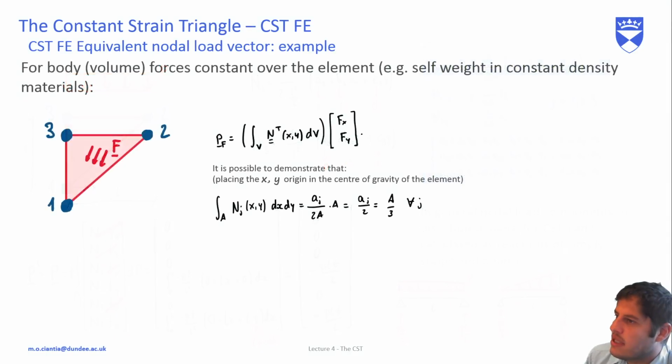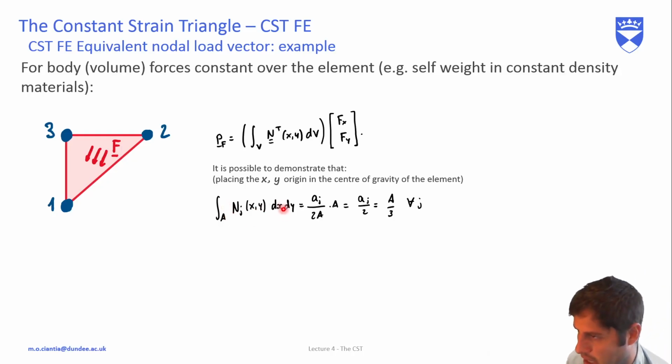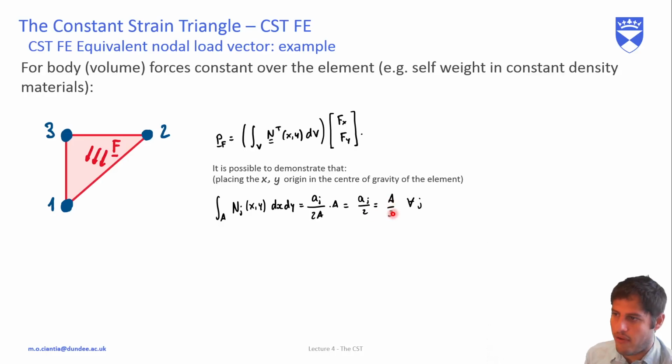What about body forces? Again, consider body force F. So P_F is the integral over the volume of N transpose dV times the vector fx and fy. It is possible to demonstrate that if you put the origin of our local reference axis in the center of gravity of the element, there is this property here: the integral over the area of Nj dx dy is equal to the area of the triangle divided by 3 for all three shape functions.